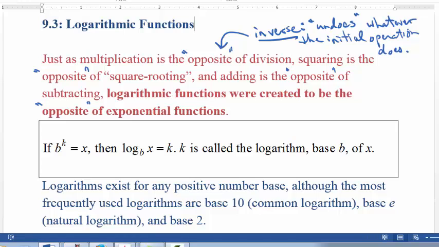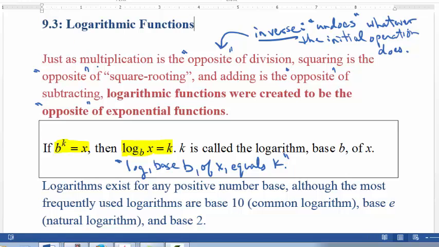So just like if I'm exponentiating, I can undo it by taking a logarithm. Okay? So this statement that I have down here gives the relationship between exponents and logs, right? So if b to the k equals x, where we call b the base, k the power or the exponent, then log base b of x equals k, okay? And that's how you would say that. When you see log base b of x equals k, you say, the log base b of x equals k.